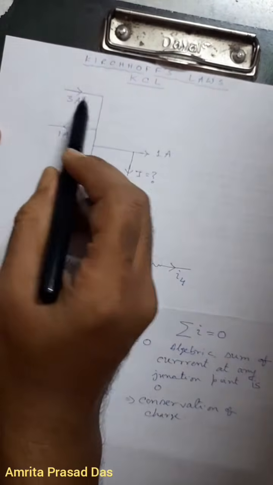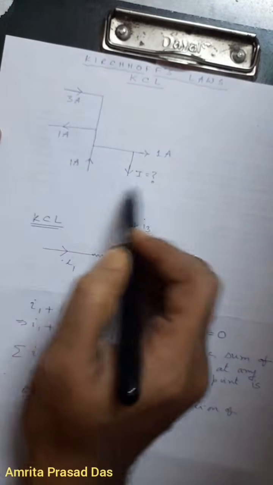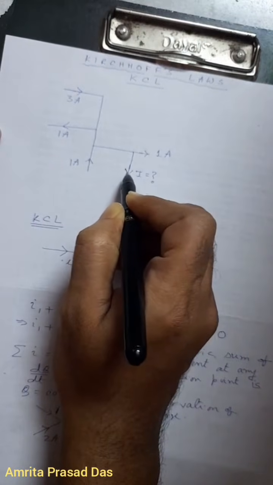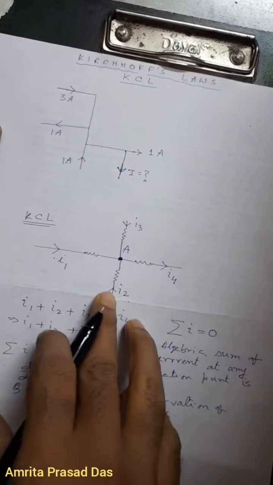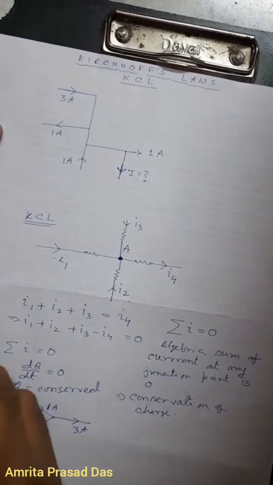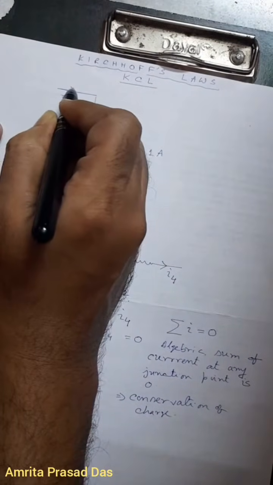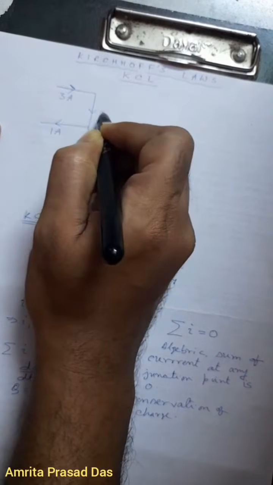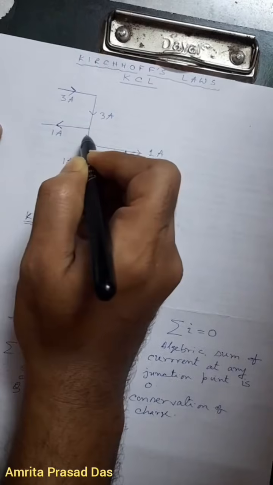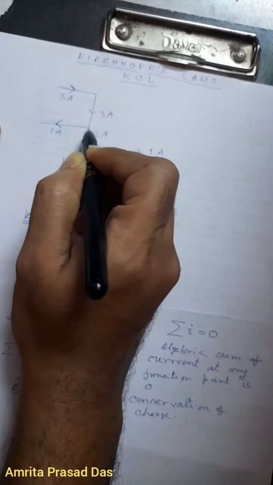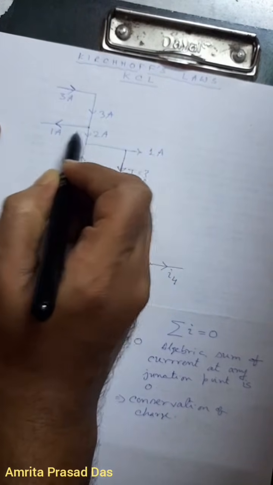Look here, some currents are given and you have to find out the current I. Look at the diagram, try to do it yourself. This is 3 ampere current. That means there is 3 ampere current flowing inward. 1 ampere current goes out, so we get 2 ampere current here according to KCL.